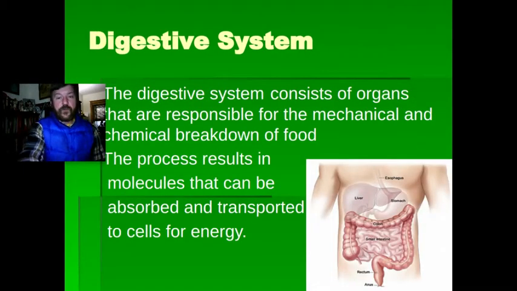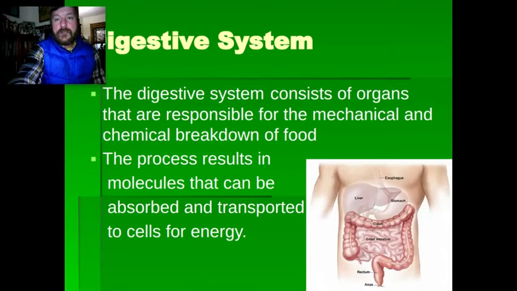The first system we're going to talk about today is the digestive system. I'm going to move this up out of the way so you can see everything. The digestive system is the set of organs that are responsible for mechanical and chemical breakdown of food. So in other words, there are 2 ways that all the food we take in gets processed.